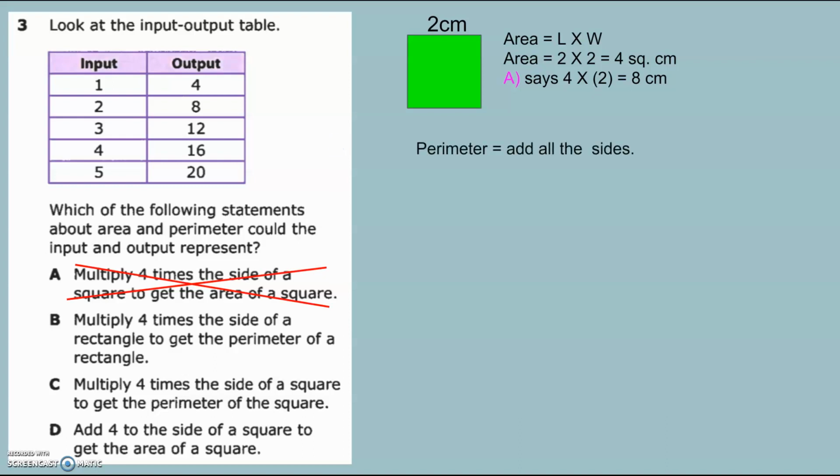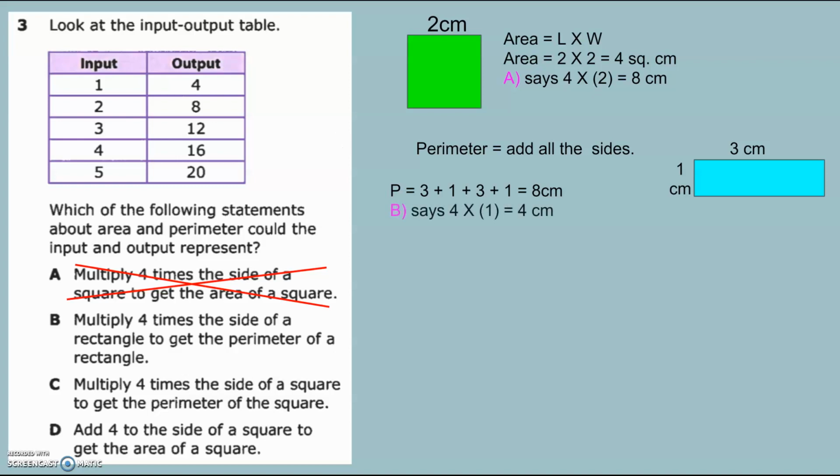Going on to B, it asks about perimeter, so I need to remind myself that perimeter means to add all the sides. It's talking about a rectangle, so I need to make sure that I draw in a quick rectangle so I can see what it's talking about. I'm going to randomly give it some sides that are going to be easy for me to multiply or add. I have 3 centimeters on one and 1 centimeter on the other. So to find the perimeter of this particular rectangle I made, I would add all the sides. 3 on the top plus 3 on the bottom is 6, plus 1 on the side and 1 on the side is another 2. 6 plus 2 equals 8 centimeters.